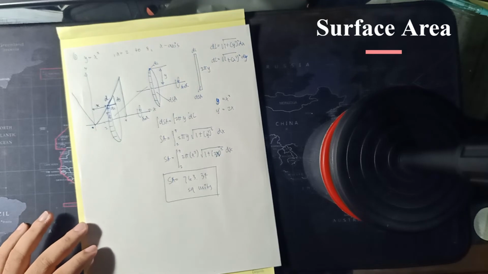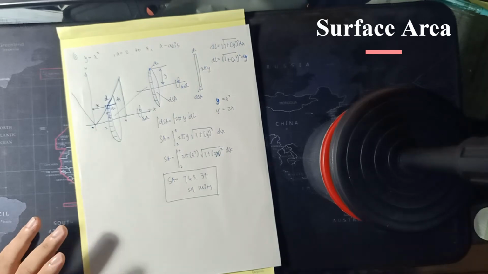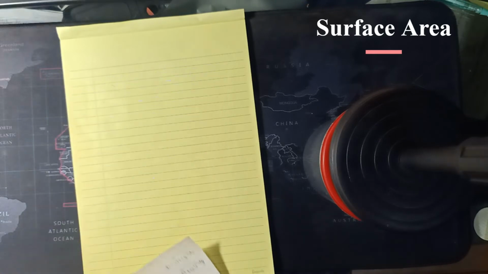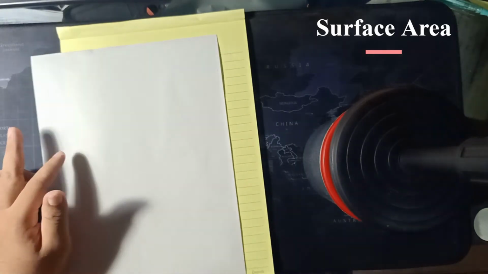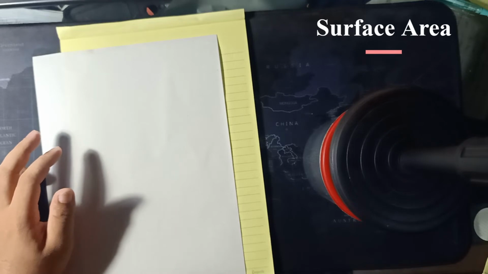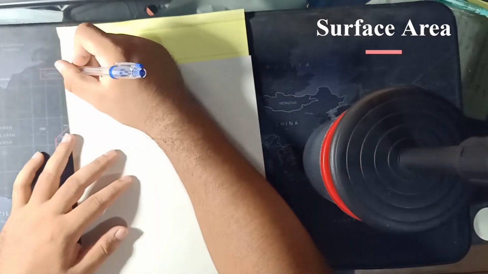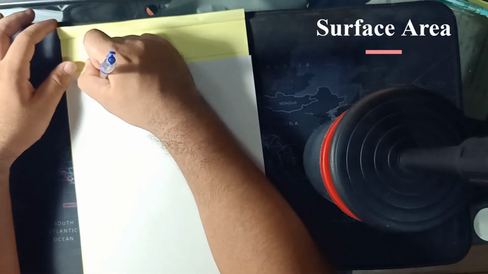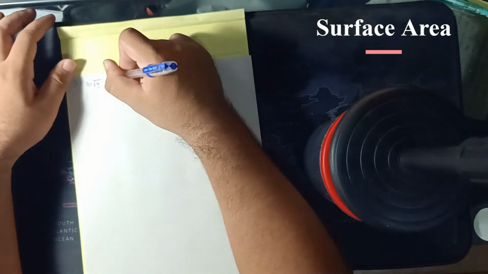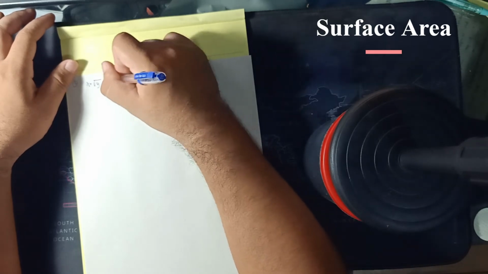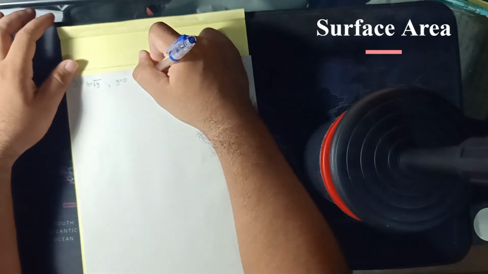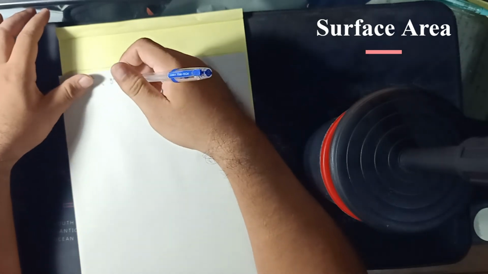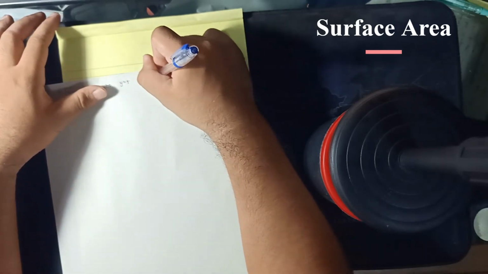Alright, let's have another problem. So let me get a new piece of paper. For number 2, let's say you have now your curve x is equal to the square root of y, with limits from y equals 0 to y equals 5, and rotated on your y-axis.